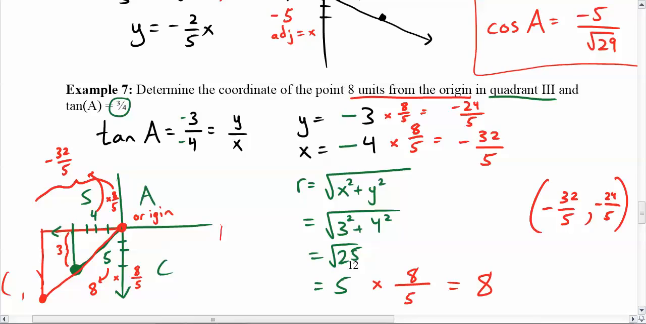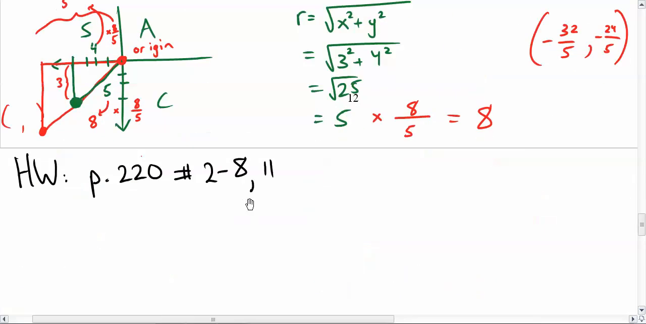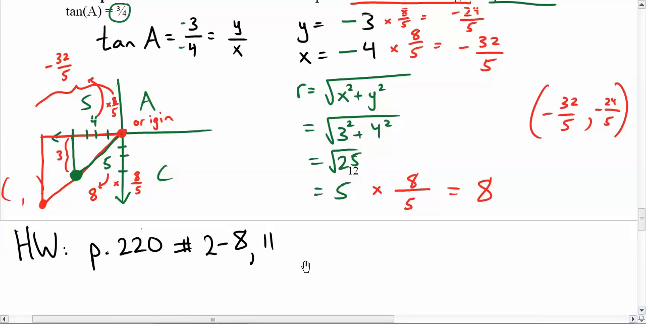And your homework for today is question number 2 to 8 and 11.